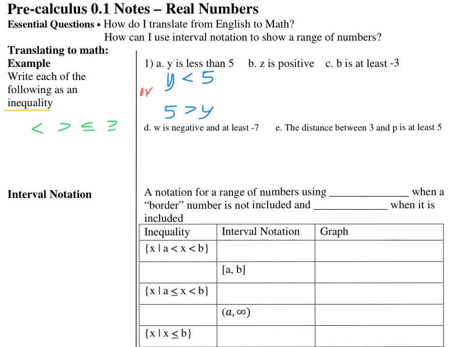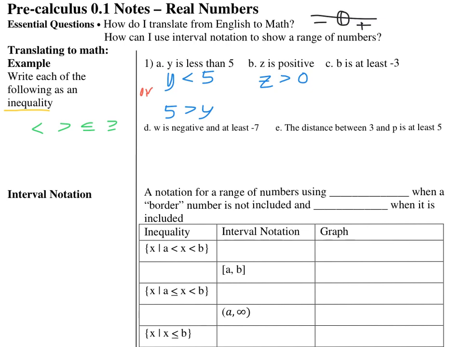Okay, next up, the next one isn't a direct translation. It's actually a little trickier. So the next one says z is positive. So for z is positive, I'm going to have to think about the number line. What's the border between positives and negatives? If I made kind of a number line here, and these are all the positives, and those are all the negatives, well, that border number right there in the middle has to be 0, right? So if z is positive, that means that z is greater than 0.